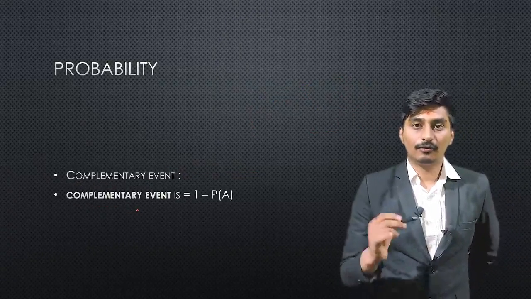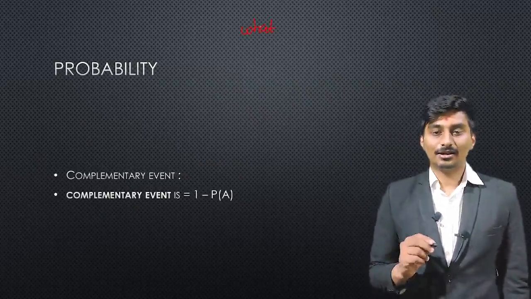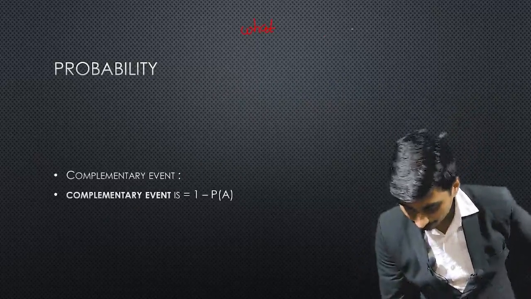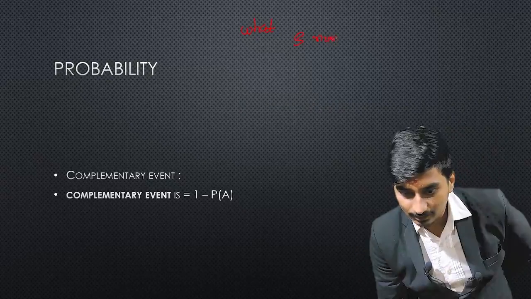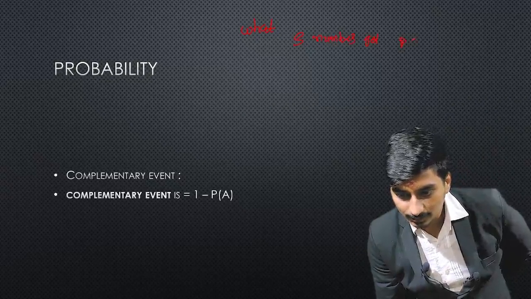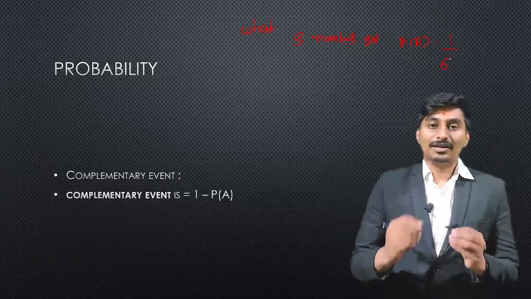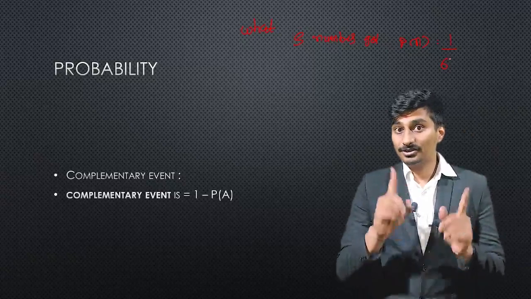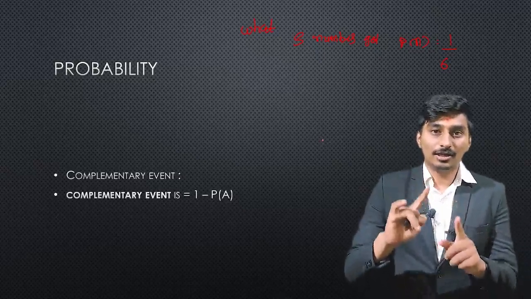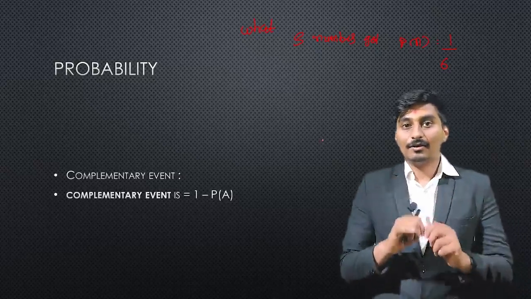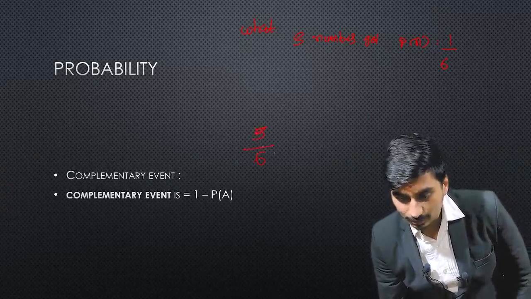We can go to the next topic, the complementary event. Previously we discussed the chance of getting a 5, P(A) equals 1 by 6. Now, what is the chance of not getting a 5? Listen carefully, not getting a 5. It could be 1, 2, 3, 4, 6, but not 5. So the favorable outcomes are 5, and the total outcomes are 6.